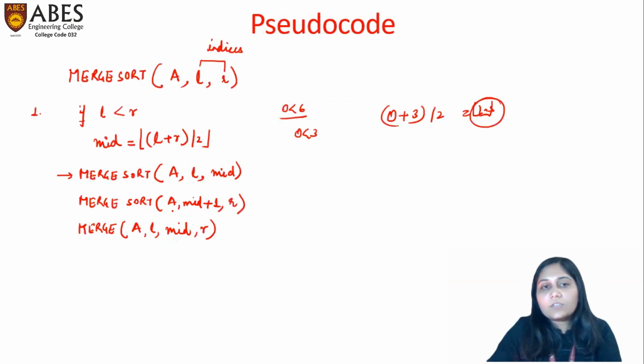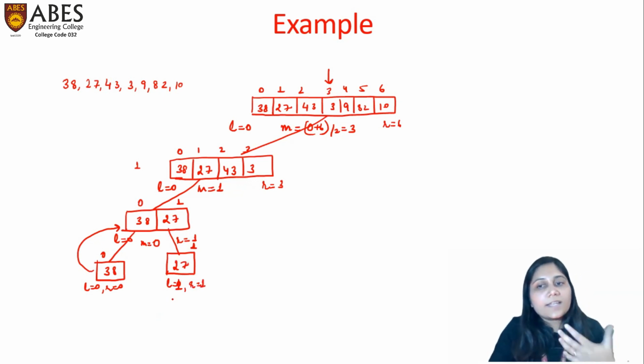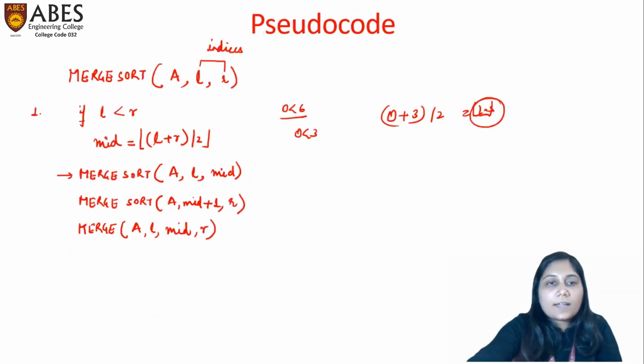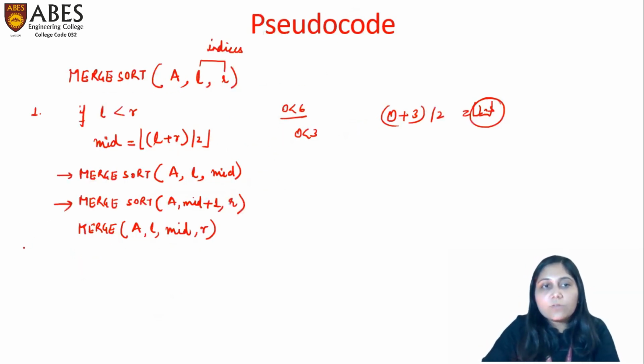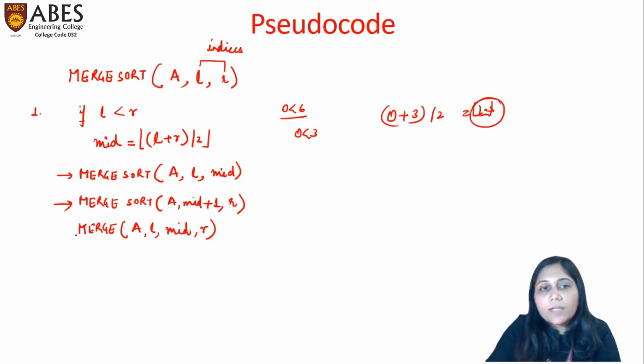Now, what's your right side? The right side says your array from mid plus 1 to your right index. Mid plus 1 is 1, so 27 will come here, and this is index 1. Now L equals 1 and R equals 1. Again, 1 is less than 1 is false. If it is false, it means I have executed these two parts for the particular 38, 27.